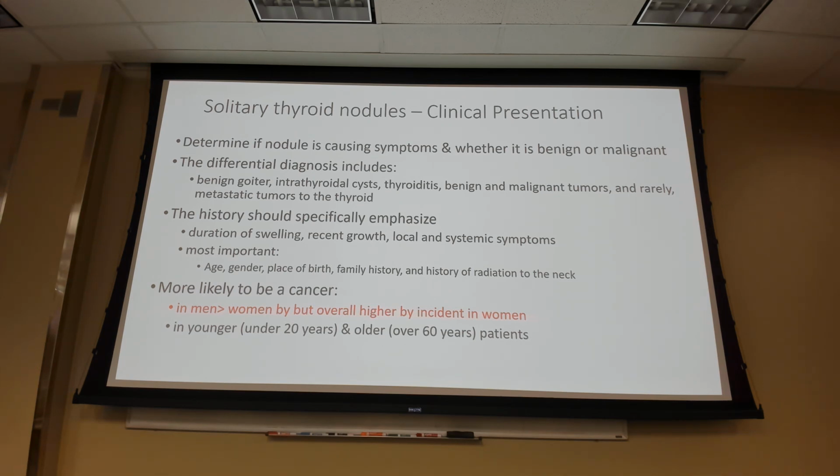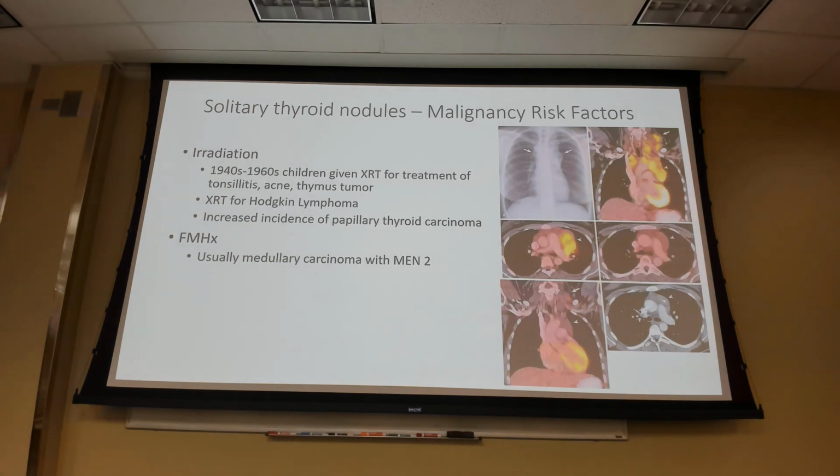And then any radiation to the neck, like they used to do external beam radiation for certain treatments in kids, which we don't do anymore, but it used to be a thing in the 40s to 60s. We used to use it for tonsillitis, acne, thyroid tumors. We would shoot beam radiation to that area to help alleviate those conditions, and it turns out it caused more thyroid cancer later in life. We also still use XRT, typically for breast cancer and for Hodgkin's lymphoma, so we can have an increased incidence of papillary thyroid carcinoma with that XRT treatment.